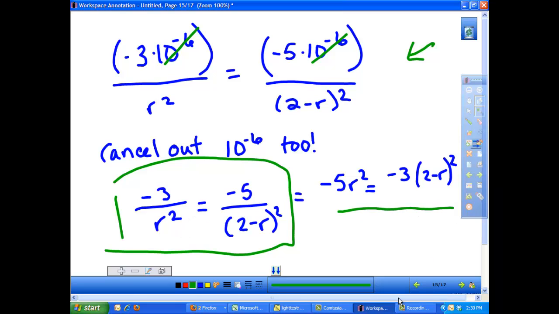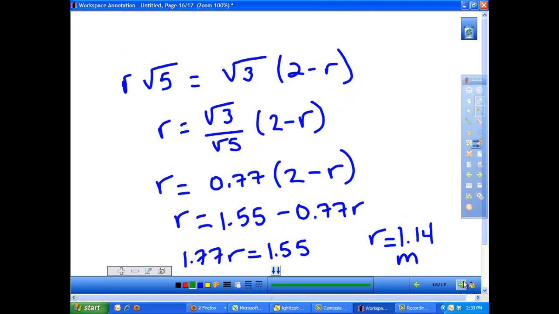I get this. Now from here, there's probably a few ways you can do it with regards to expanding this squared, but I think if you did that, you'd have to do the quadratic formula, and that's just gross. Nobody really wants to do that if you don't have to. So instead, I'm just going to take the square root of both sides. If I square root r squared, I get r, square root of 5, equals square root of 3 times (2 minus r). Now, after that, I can just simplify everything.